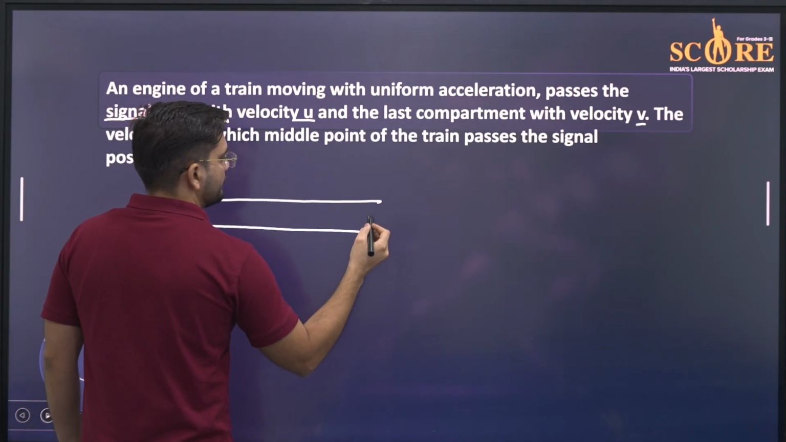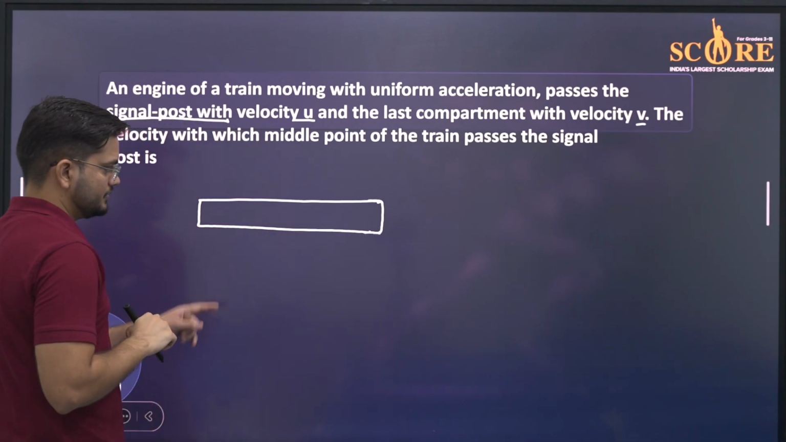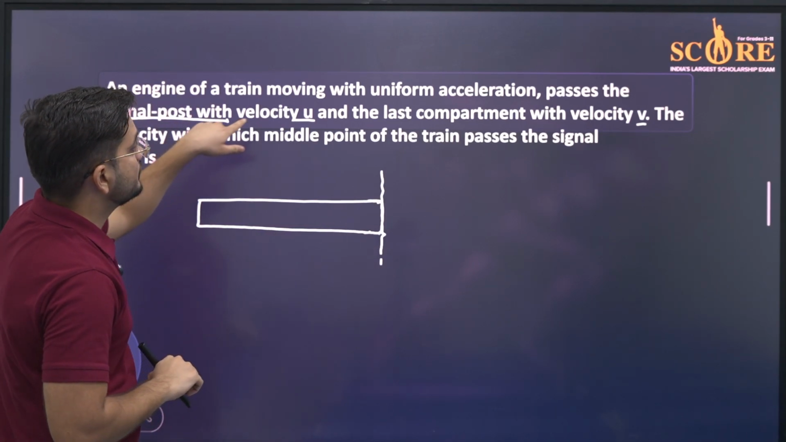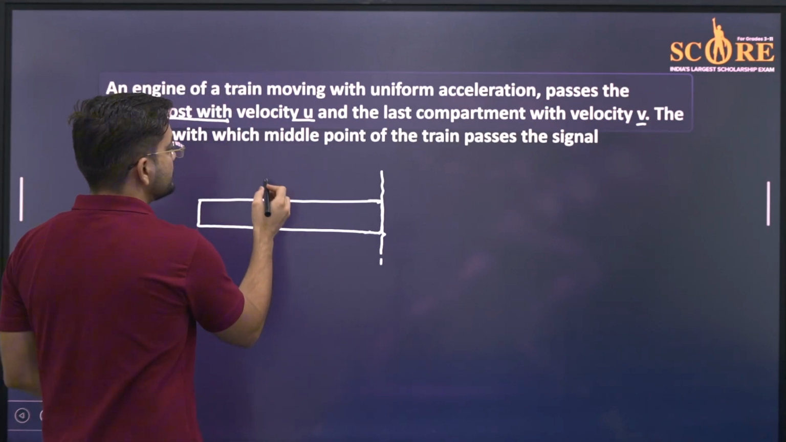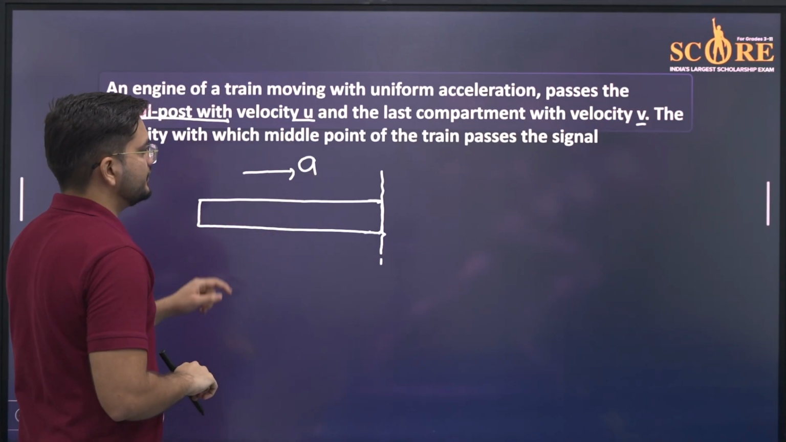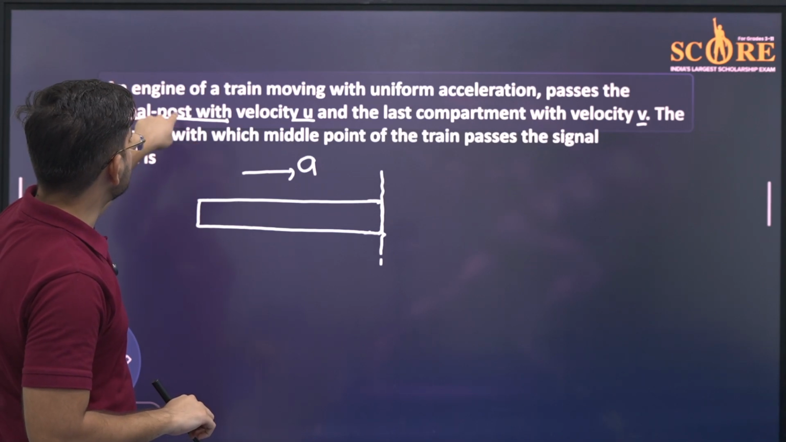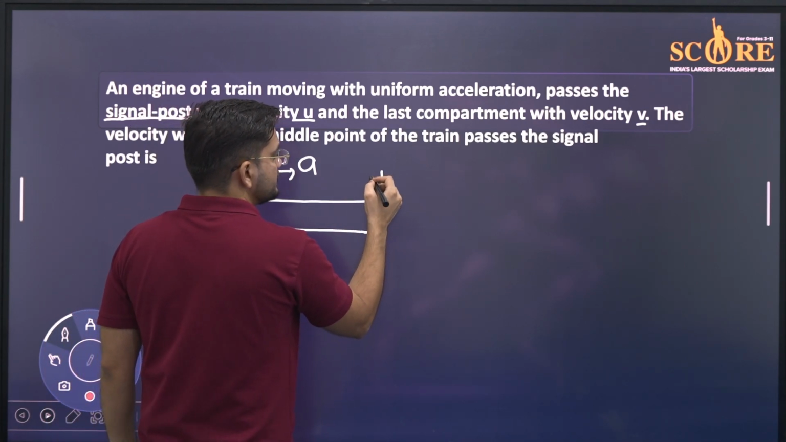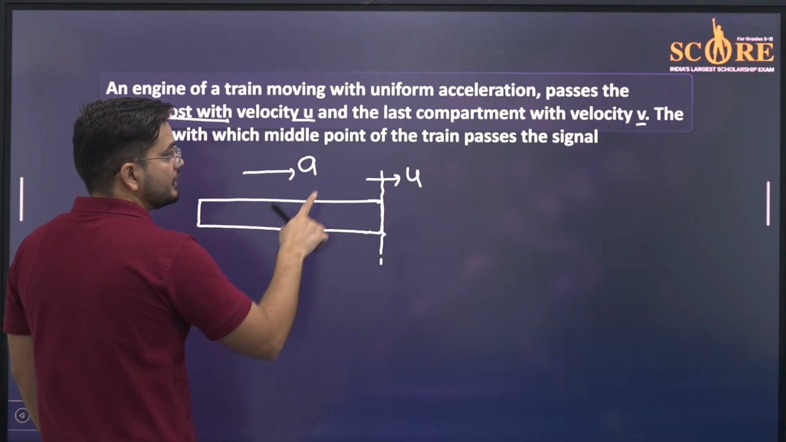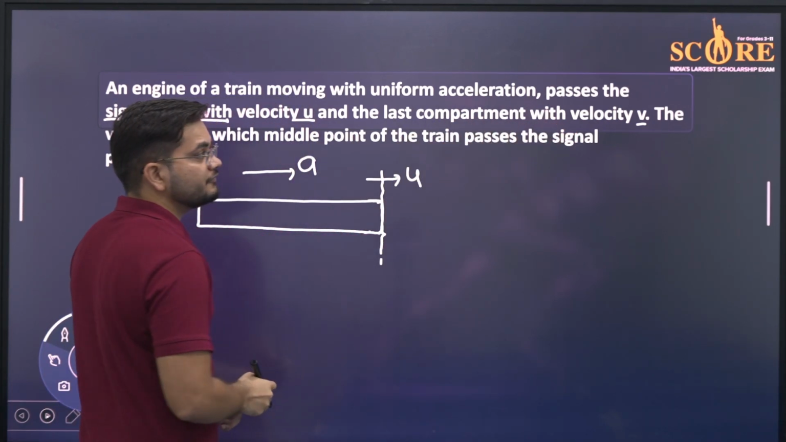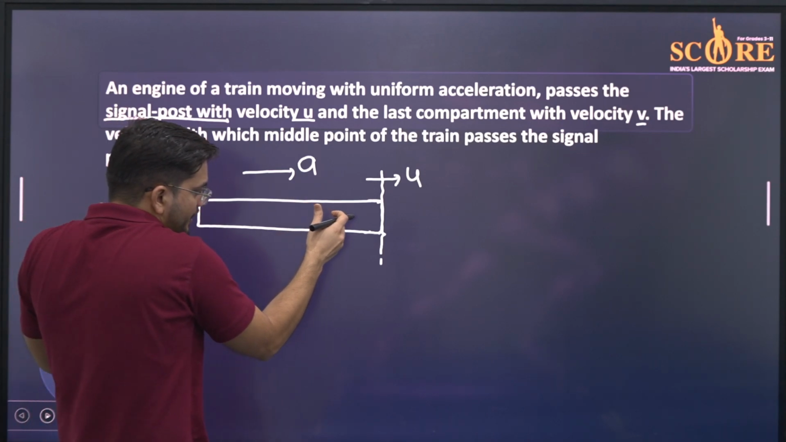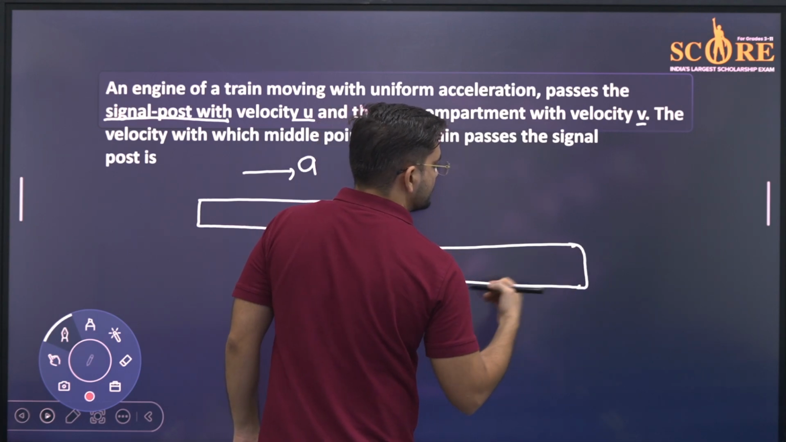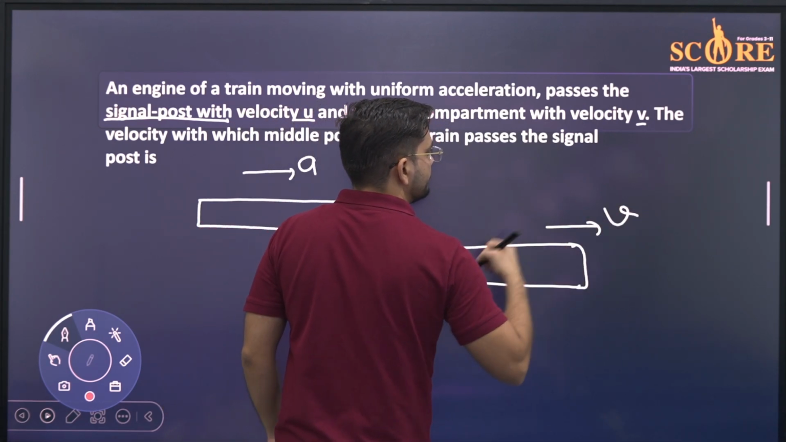If we consider it is a train, the signal post, acceleration is uniform. Let's consider it is a, and it passes the signal post with speed u. जब ये ट्रेन इस सिग्नल से पास हो रही है तो उसके पास स्पीड कितनी है? वो u है. And the last compartment with velocity v. अब ये ट्रेन जब आगे क्रॉस करके जाती है, तो जब क्रॉस करेगी तब यहां तक पहुंचते पहुंचते इसकी वेलोसिटी v हो चुकी है.